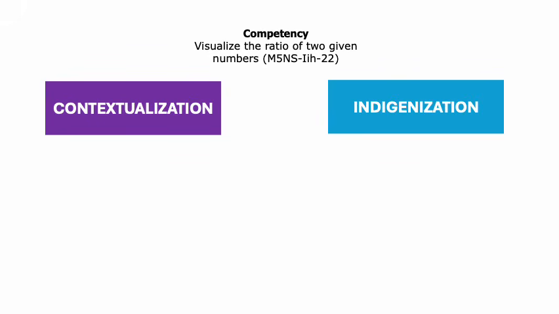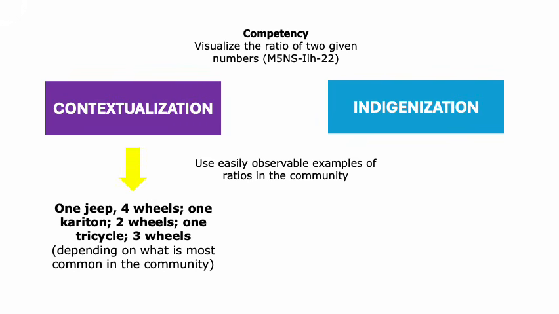So if we have a competency, visualize the ratio of two given numbers. Okay, so what we can do as teachers is to use easily observable examples of ratios in the community. So how can we demonstrate contextualization? So for example, one jeep, four wheels, one car is to two wheels, and one tricycle is to three wheels. So depending on what is most common in the community, that is how we can apply contextualization.